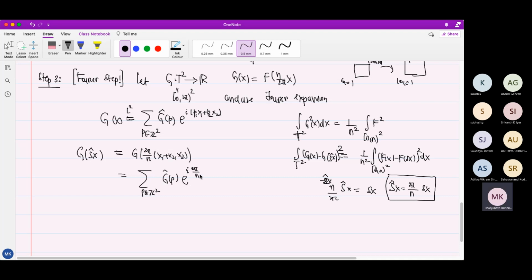So something is going on. There's 2 pi and so on. I'm getting confused. Why is there 2 pi? Okay, I'm getting confused now. P1, okay, let's do it.